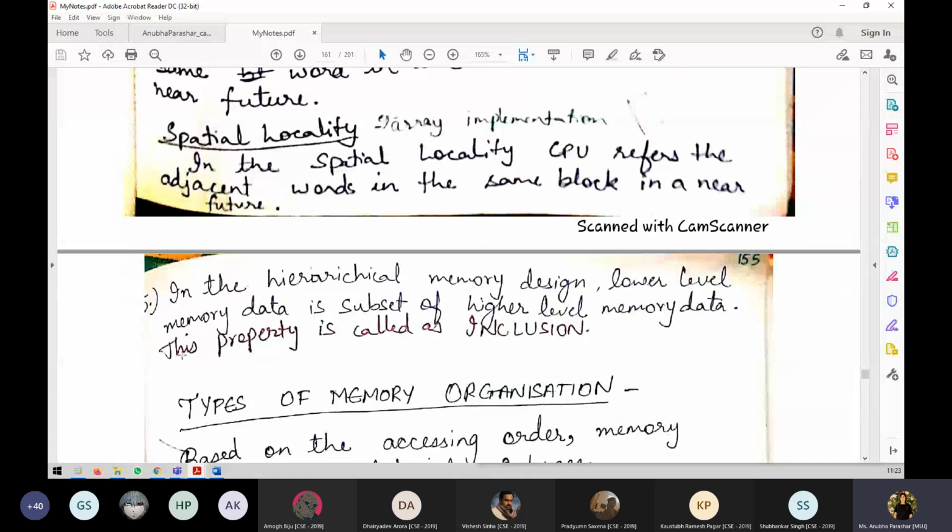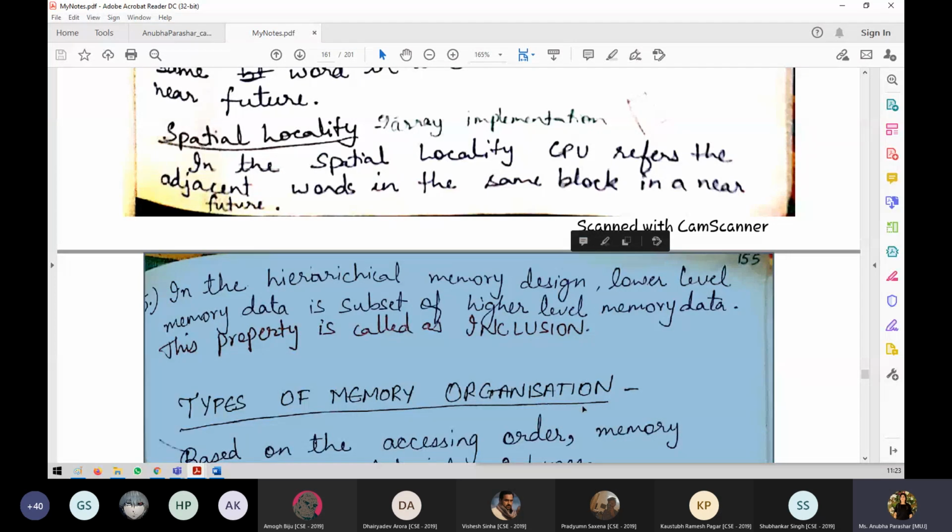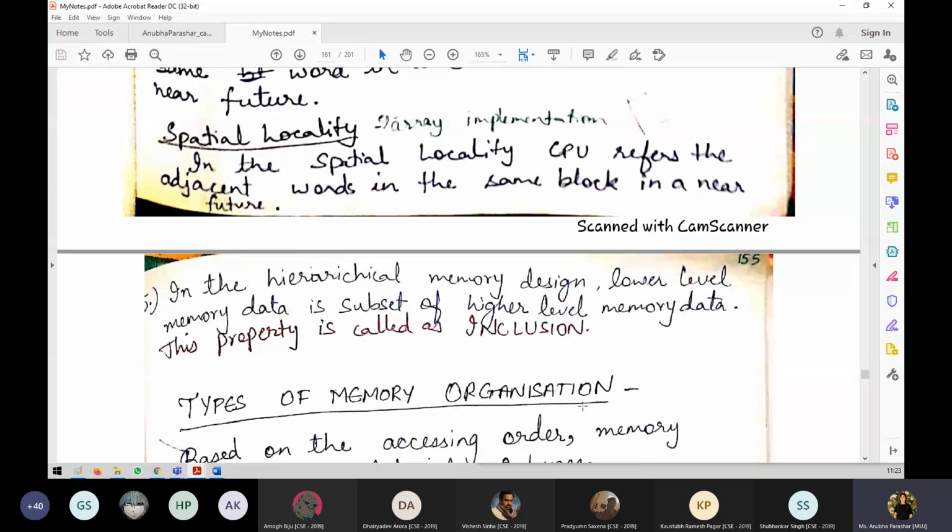In the hierarchical memory design, low level memory data is a subset of high level memory data. This property is known as inclusion, meaning it is including. Low level means maybe your register, and high level means maybe your secondary memory. That is why it is a subset.